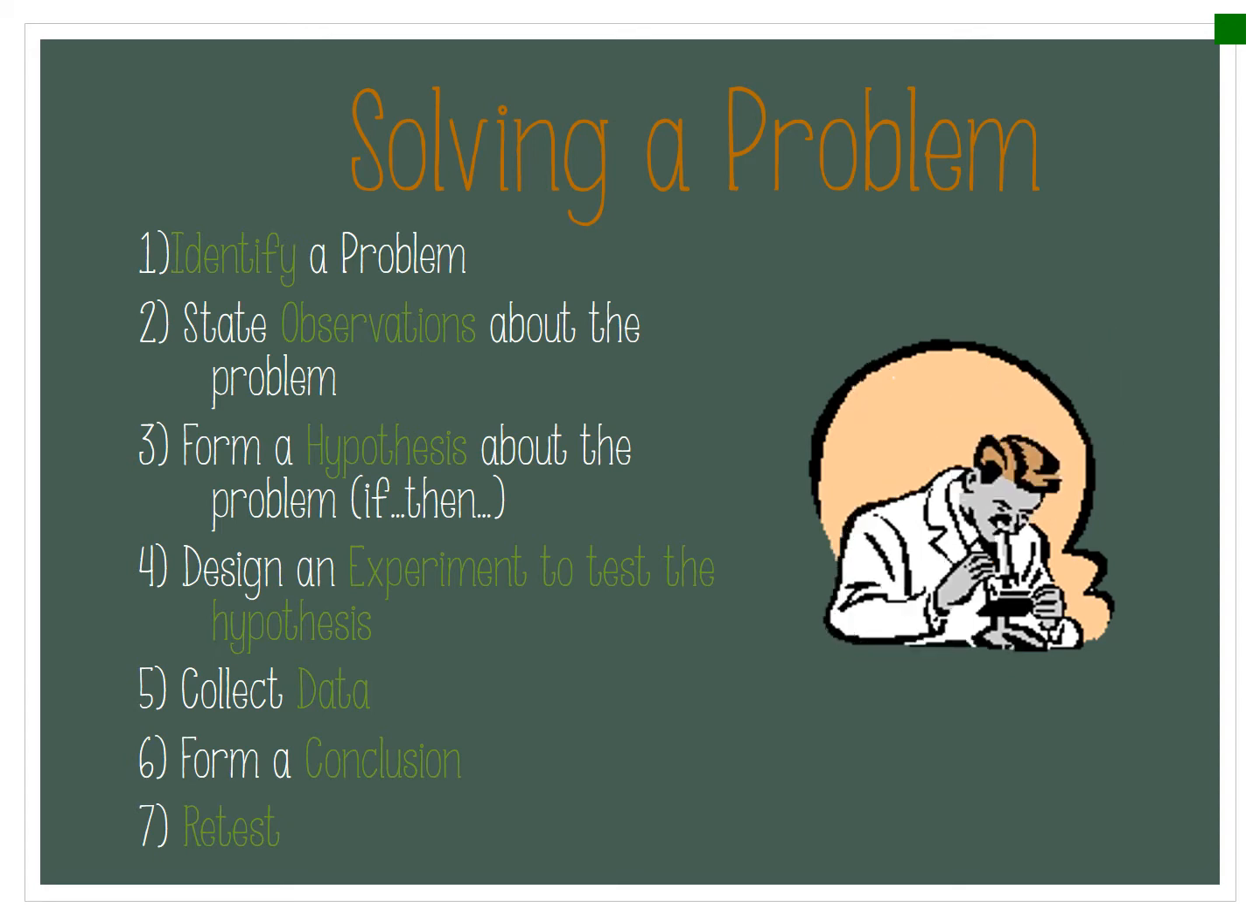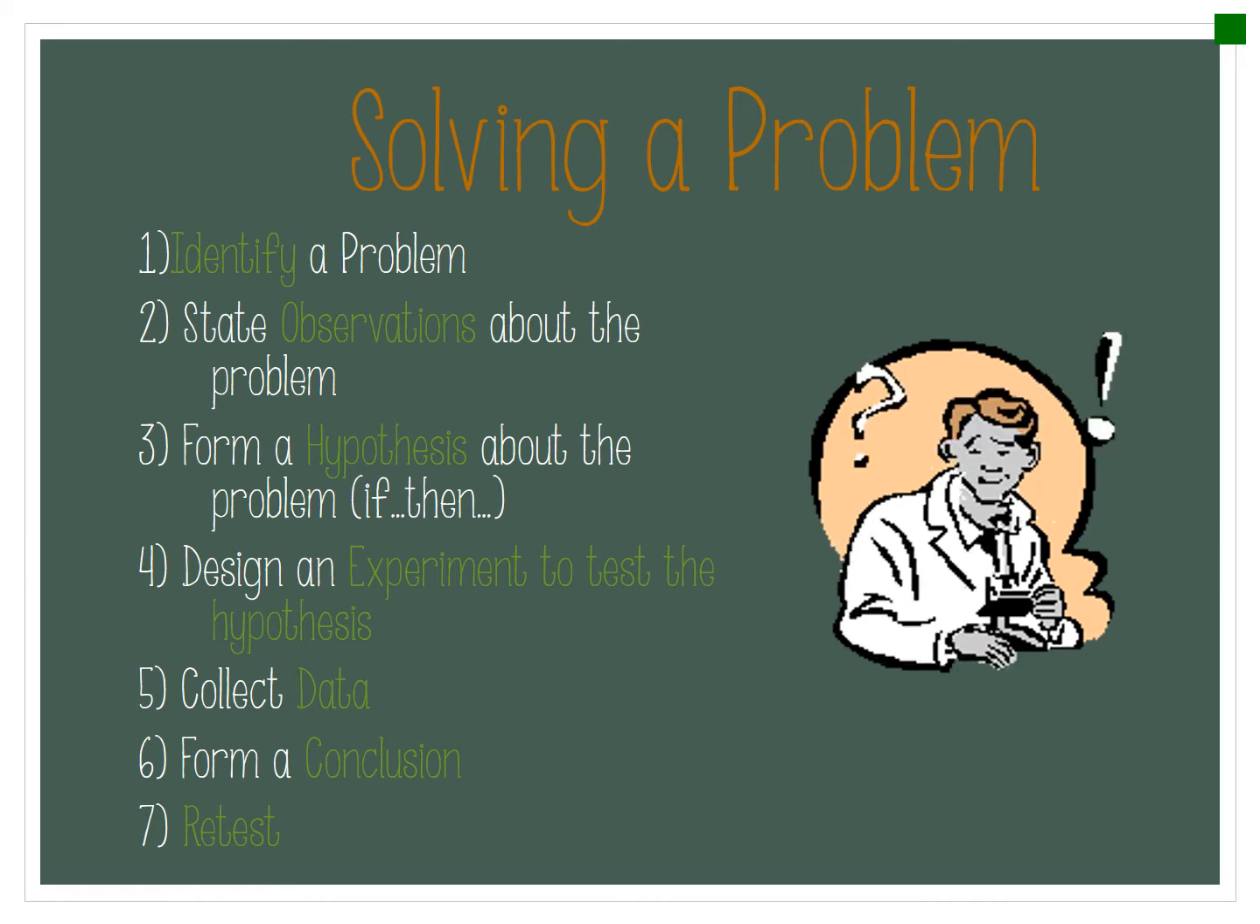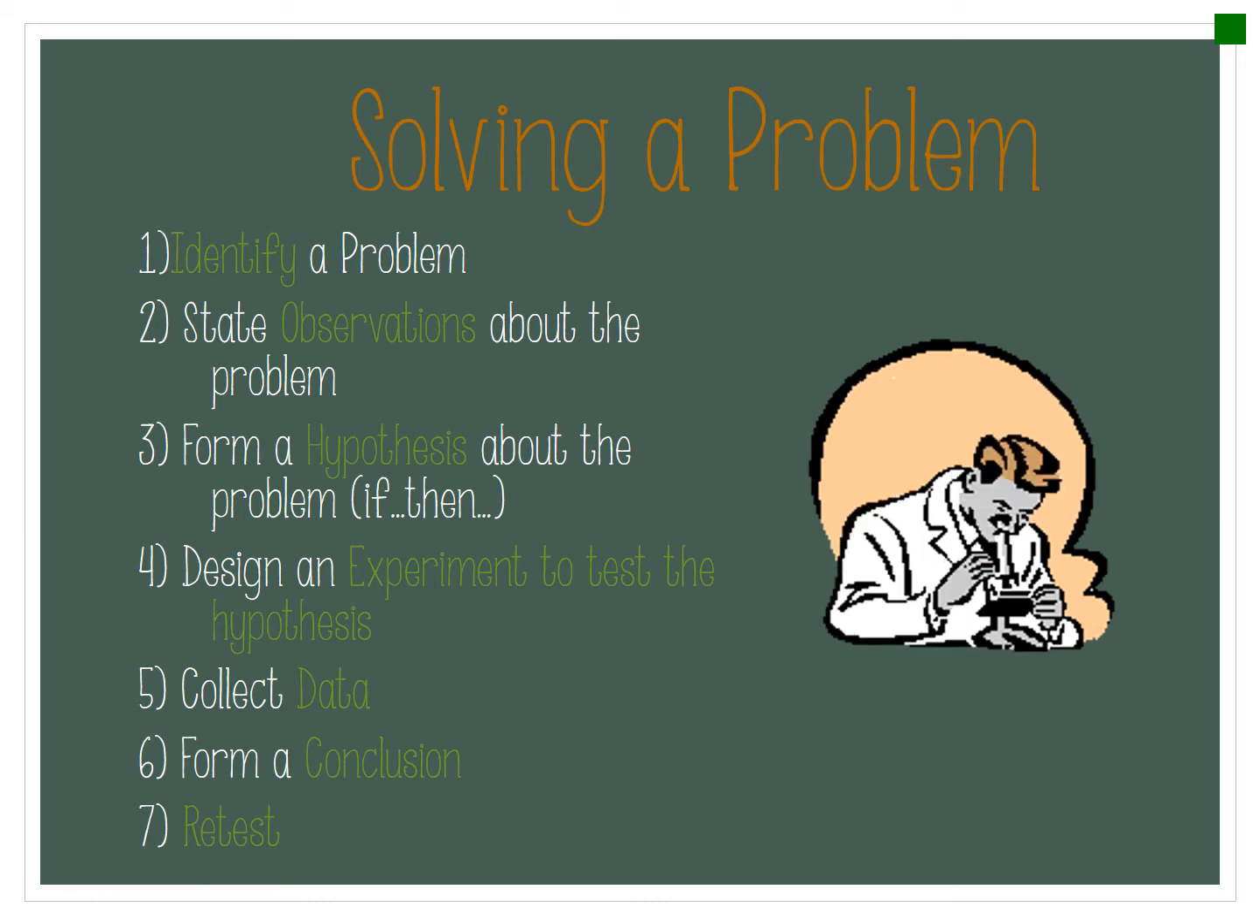Now you're going to state your observations. Remember, those are things that we're making with our sight, our taste, our touch, any of our 5 senses. Then after I make my observations, I'm going to form some kind of hypothesis. Now they're usually an if-then statement, but they don't always have to be. My hypothesis, which we're going to learn about in a second, is going to be the explanation that I think might be correct.